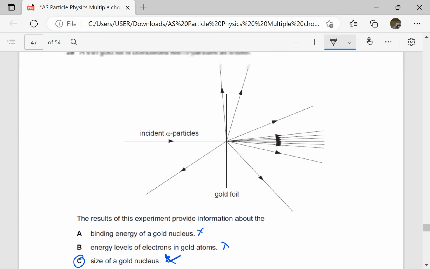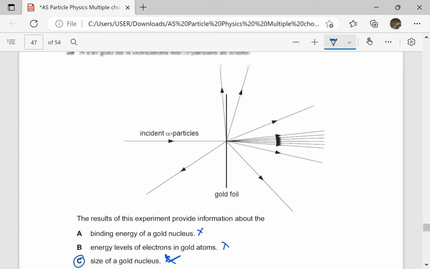Isotopes of a given element all have the same proton number. Which two nuclei contain the same number of neutrons? So this is different. Let's check this one. 16 minus 7, that is 9. 15 minus 8, which is 9. No, that is not 9. It is actually 7.